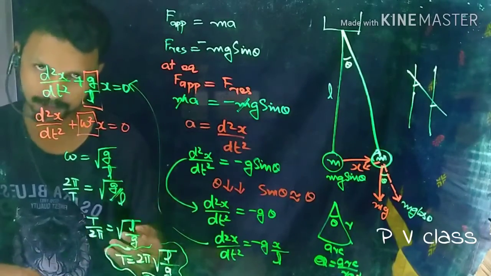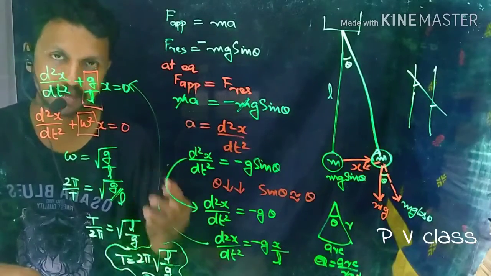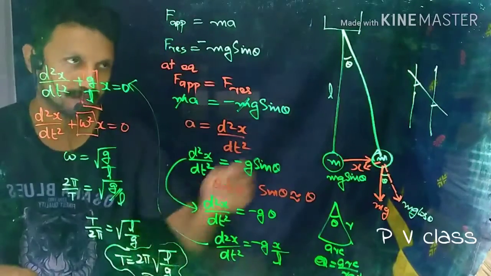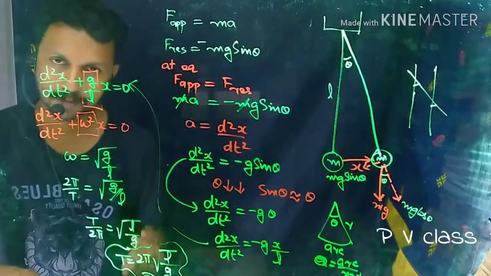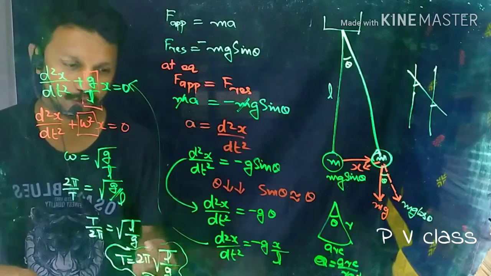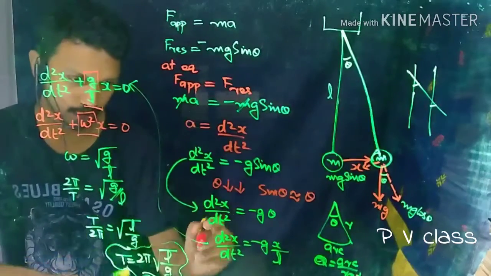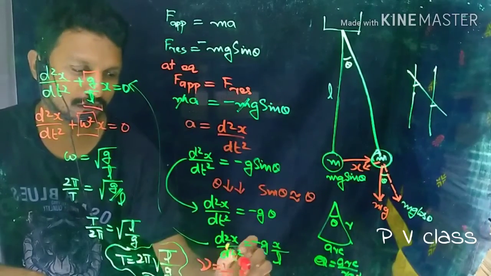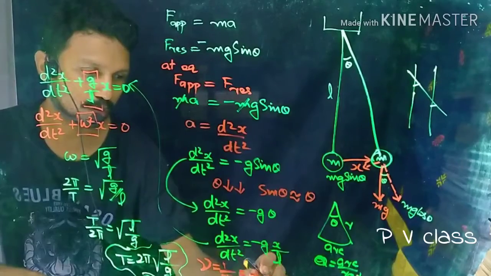What is T? T is the time period of the simple pendulum, the time taken for one complete oscillation. What is L? L is the length of the simple pendulum. And g is the acceleration due to gravity. Since we have derived the expression for time period, and frequency is the reciprocal of time period, the expression for frequency will be 1 by 2 pi root of g by L.